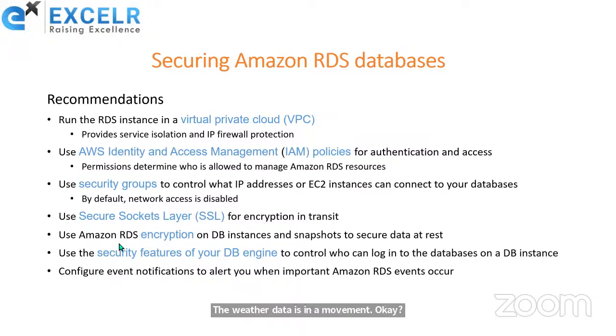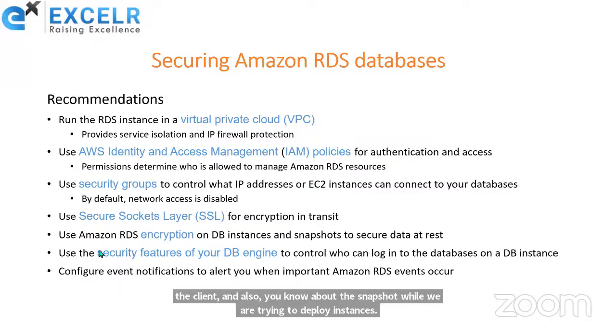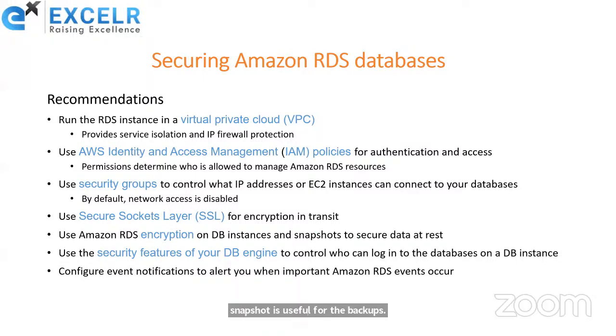And use Amazon RDS encryption on DB instances and snapshots to secure data at rest. I told you about encryption, you are aware, right? Encryption at rest on the server end, encryption at the client end. And you also know about the snapshot. While deploying instances, you know how we take a snapshot. Snapshot is useful for backups. So that's how we can use that as well. That is an option available.